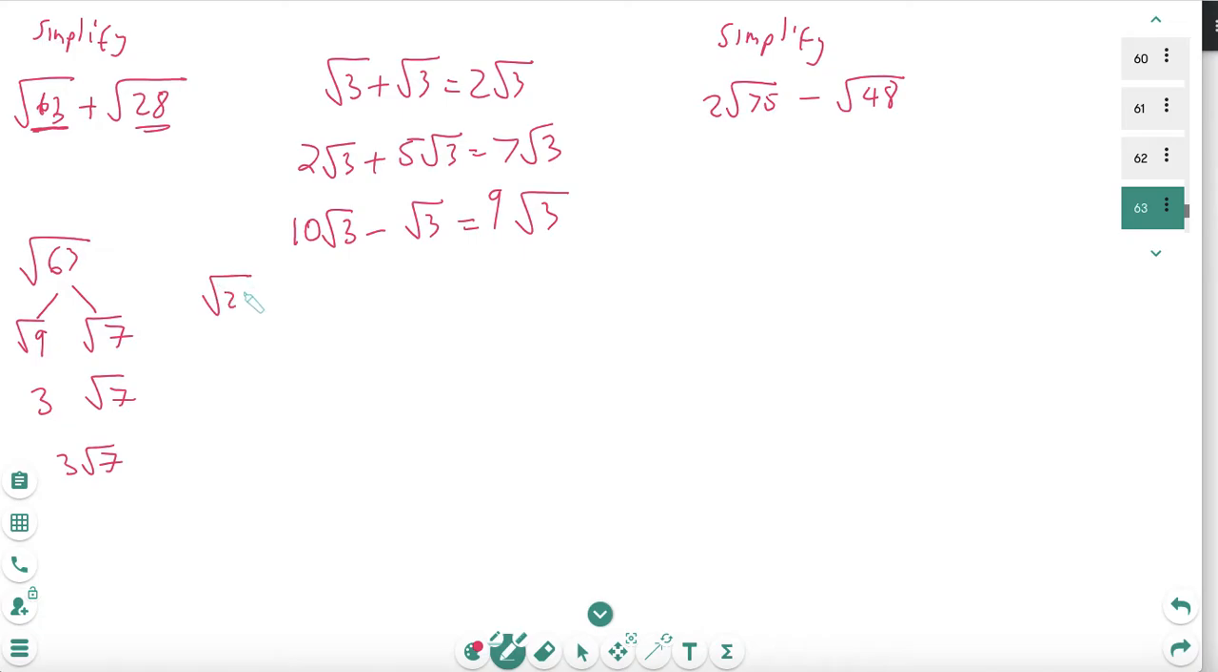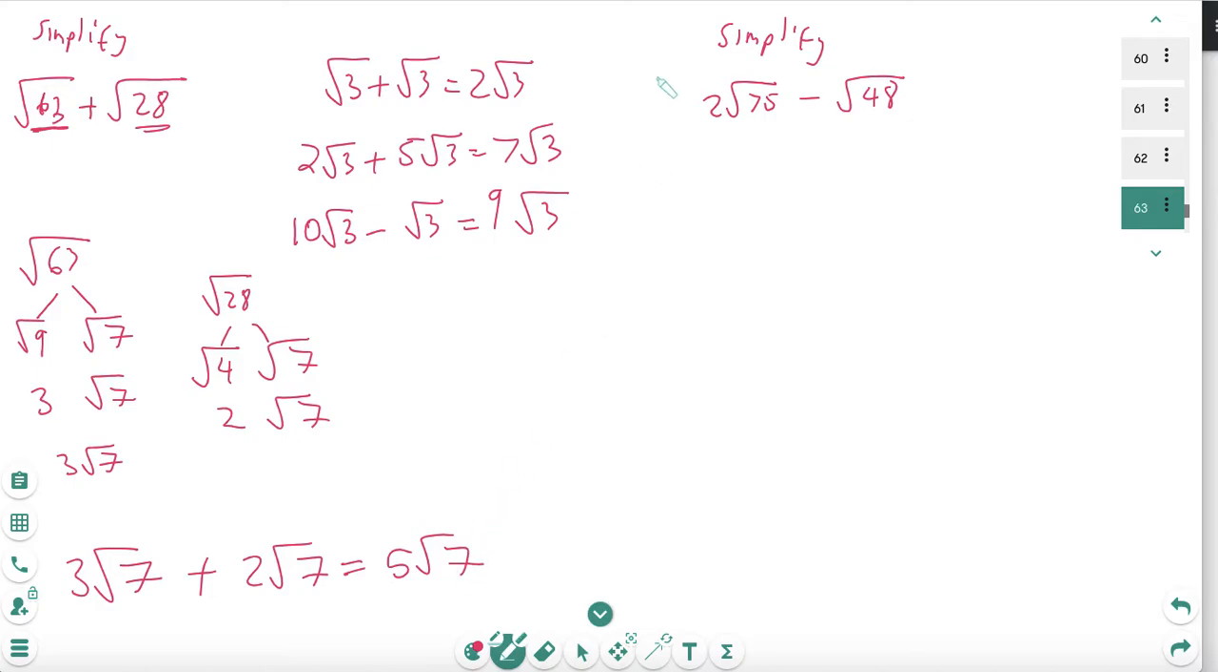28. Let me think, 4, 9, 16, 4. Cool. So root 63 is 3 root 7. Root 28 is 2 root 7. And now we can add them up. Look at that! Our roots are the same. So 3 lots of root 7 plus 2 lots of root 7 is 5 lots of root 7. Boom. And that's done. This one here, I'll do it in silence.